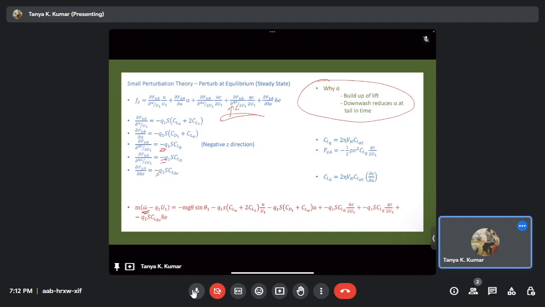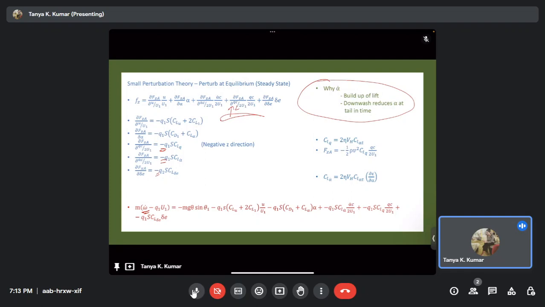Can someone tell me what downwash is? Wingtip vortices, anything like that ring a bell?